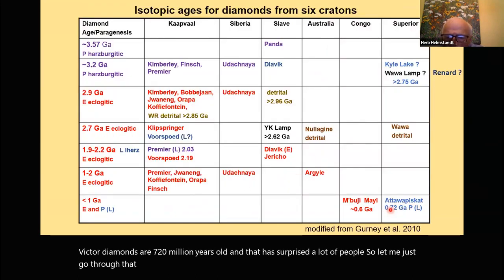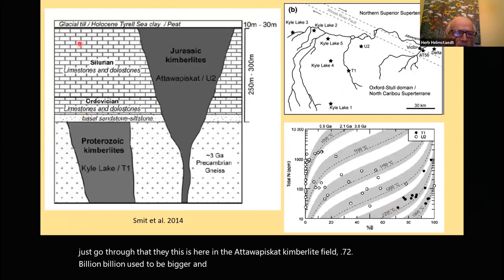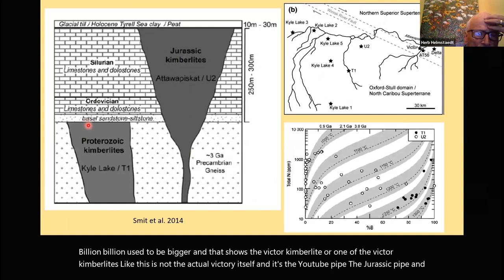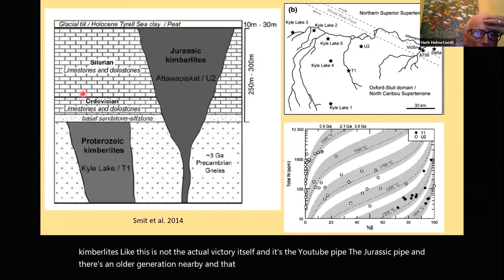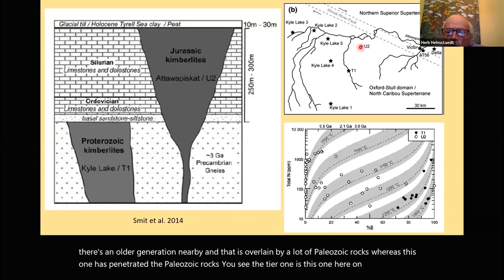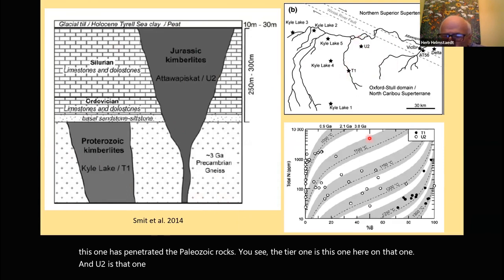This is here in the Attawapiskat Kimberlite Field, 0.72 billion years, gigayears. And that shows the Victor kimberlite, or one of the Victor kimberlites is like this. This is not the actual Victor itself, that's the U2 pipe, the Jurassic pipe, and there's an older generation nearby that is overlain by a lot of Paleozoic rocks, whereas this one has penetrated the Paleozoic rocks. You see the T1 is this one here, and the U2 is that one. So they're very close together.